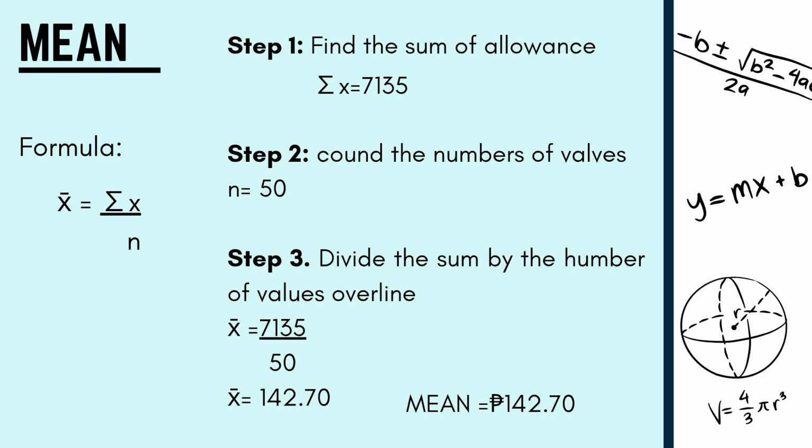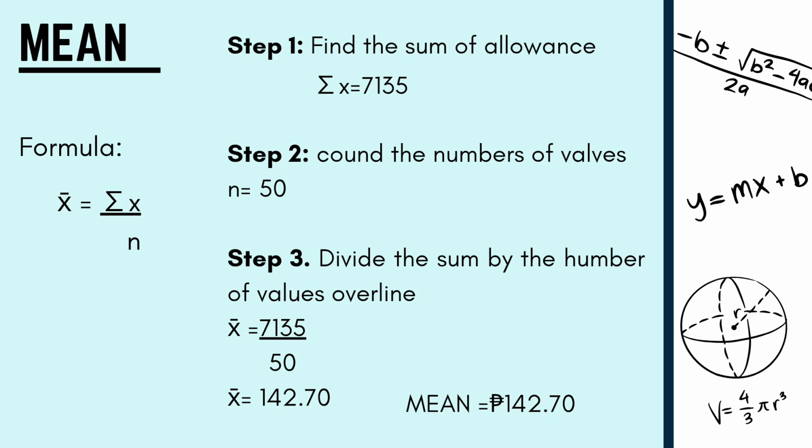For step 1, I added all 50 allowance values carefully. After solving, the total sum of all allowance was 7,135 pesos. For step 2, I counted the total number of data values and I got 50 students. For step 3, I divided the total sum by the number of values. The final answer is 142.70 pesos. Therefore, the average daily allowance of the randomly selected NBSC students is 142 pesos and 70 centavos.